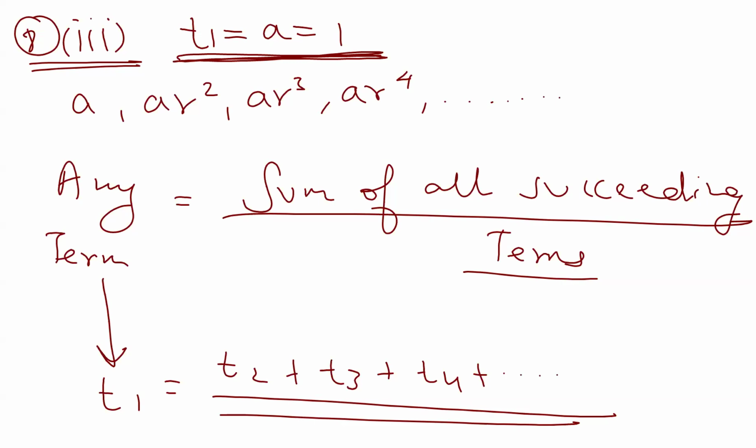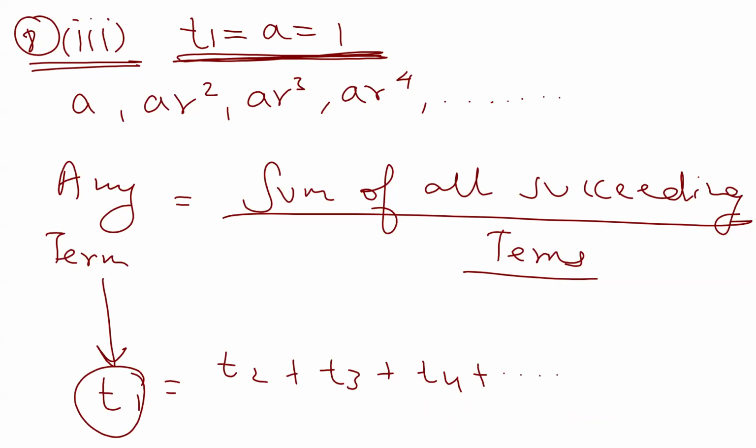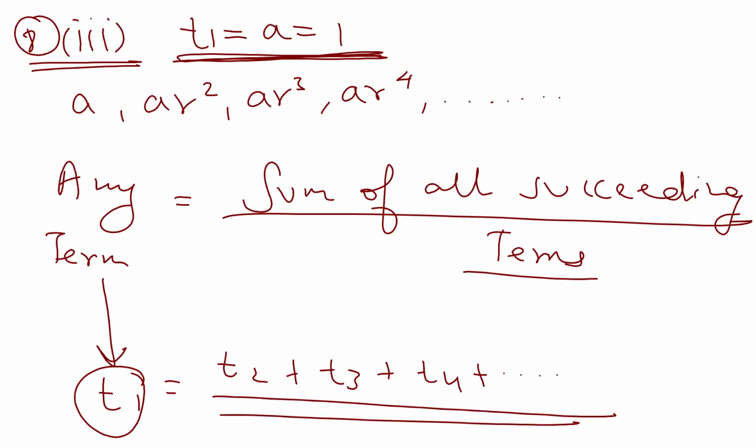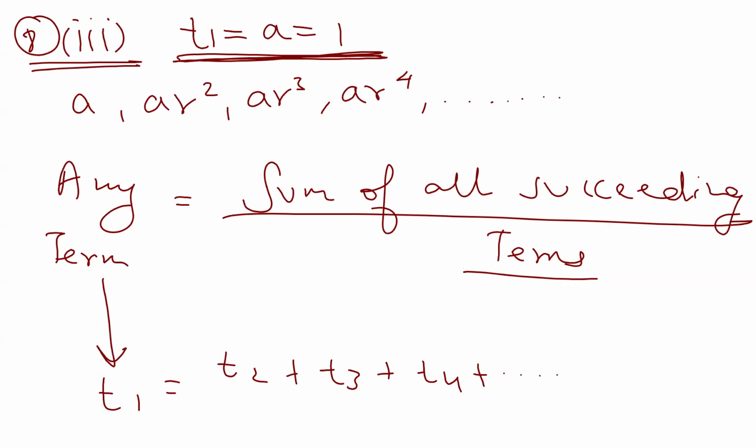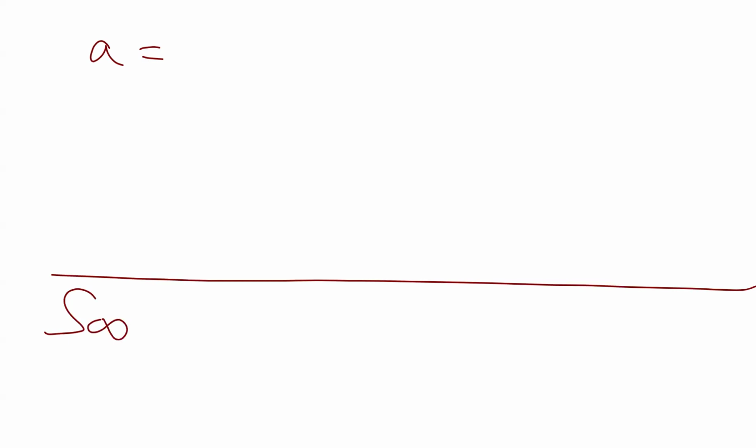Now what is T1? Can someone tell me what is T1? Anyone? T1 is A. Correct. T1 is A. So I'll write it on the next slide. A equal to. Now for an infinite GP, S infinity problems.